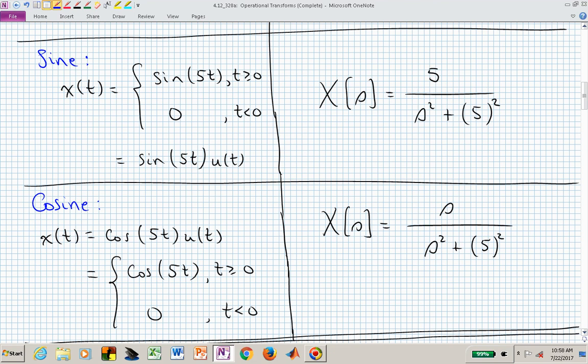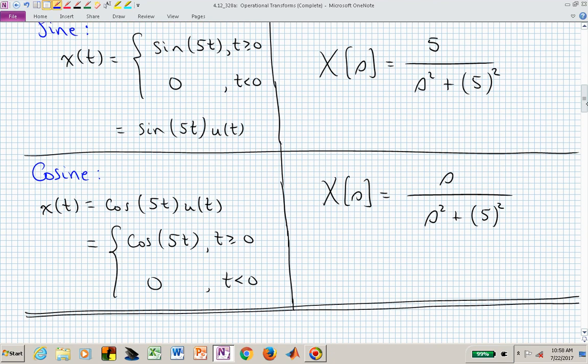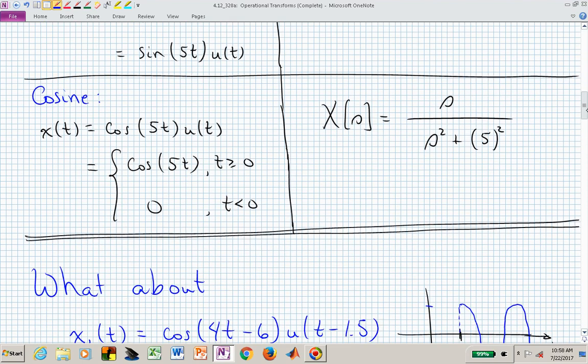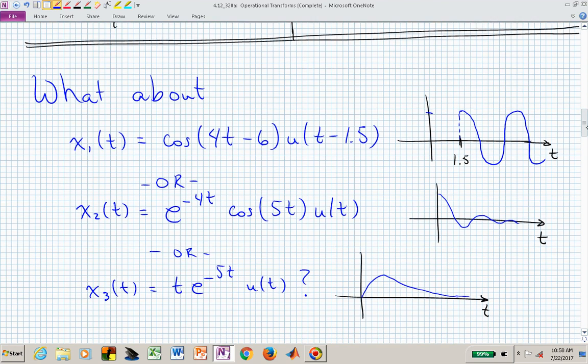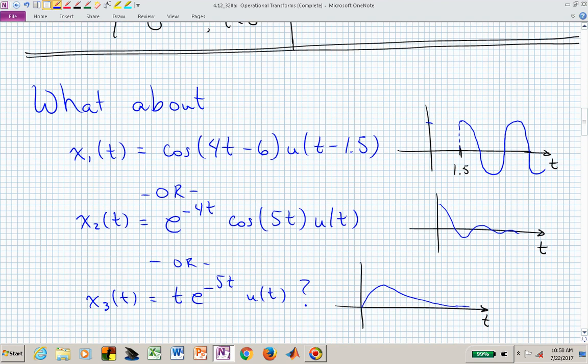It has an s in the numerator, and the poles are in the same location. Since the cosine is oscillating at the same 5 radians per second that the sine was, that gives rise to those poles on the imaginary axis. We need to get comfortable with those, but we also need to become more comfortable with modifications of those classical looking, or more standard, time domain waveforms.